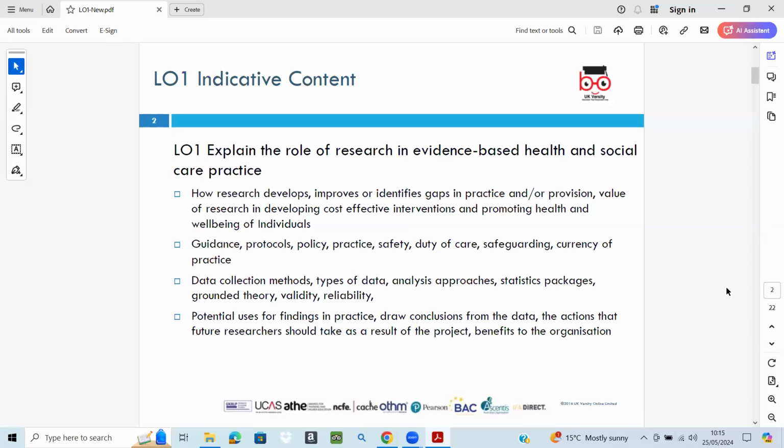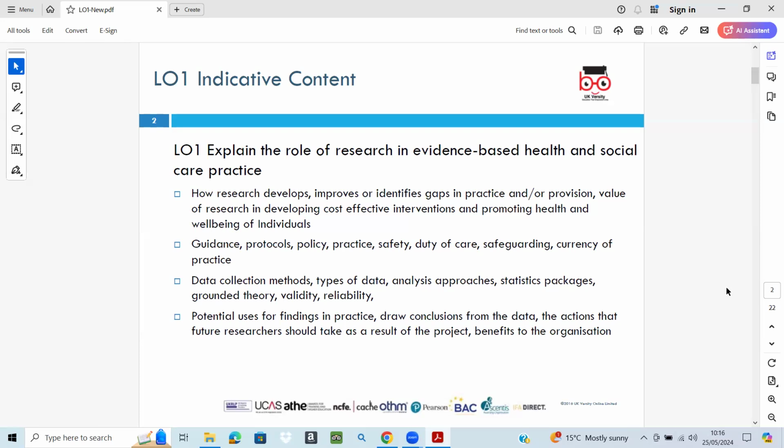Then we can say the value of research in developing cost-effective interventions. Basically, research helps in cost-effective solutions, developing interventions that provide the best outcomes with minimal resources. Example is researching different telemedicine approaches to provide cost-effective care to patients in remote areas, reducing the need for physical visits and promoting health and well-being.